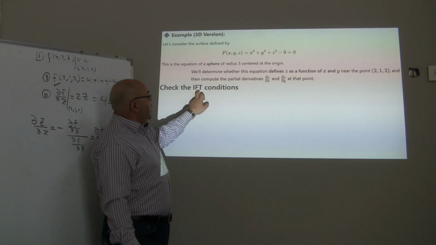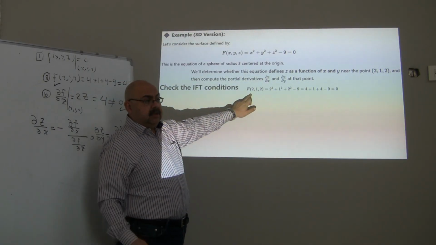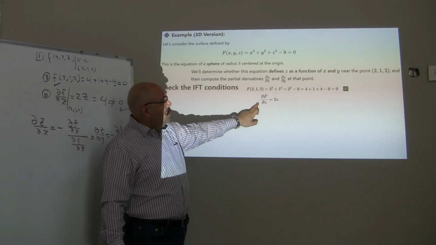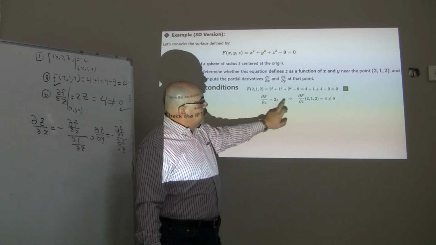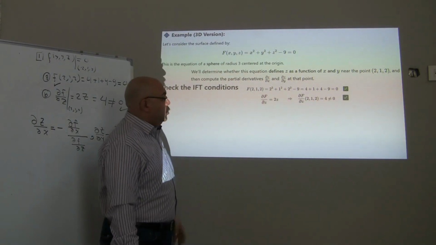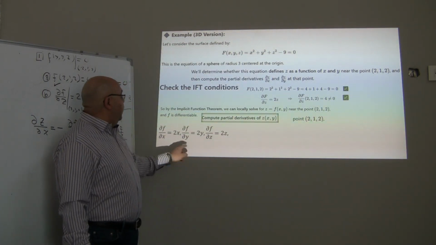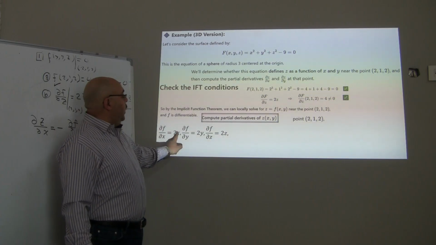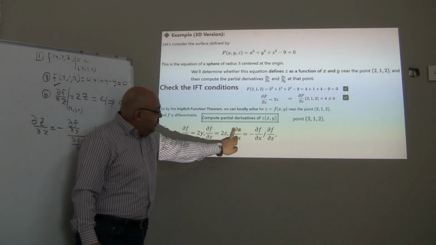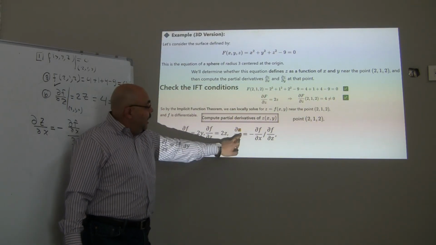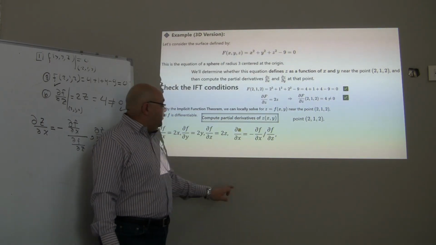So check the IFT conditions. It's already checked. That's the first condition, as you can see. That's the second condition. The derivative with respect to z is not 0, because once you start substituting, it equals 4, which doesn't equal 0. Also checked. Then I can simply get the derivatives of the function. Partial f partial x equals 2x, partial f partial y equals 2y, partial f partial z equals 2z. So partial z partial x will equal the negative of the partial derivative with respect to x divided by the derivative of f with respect to z.